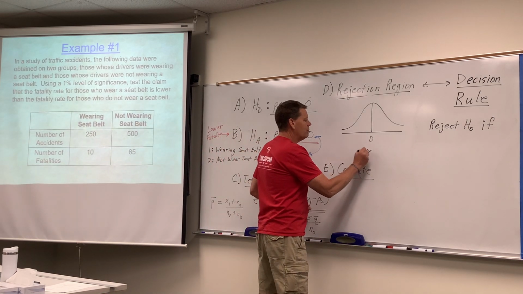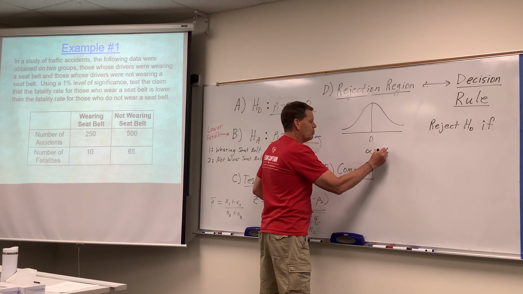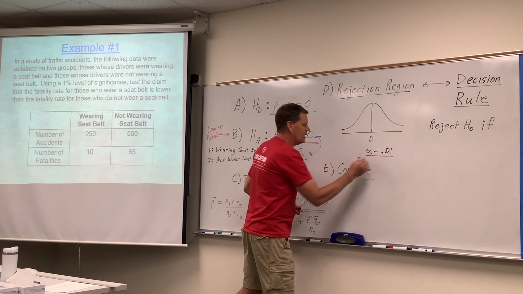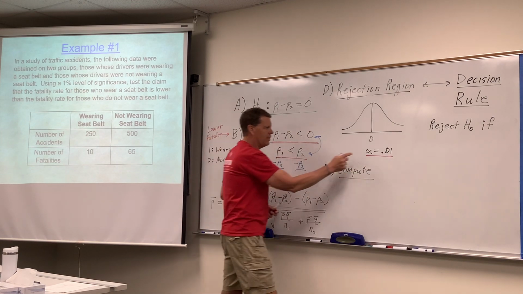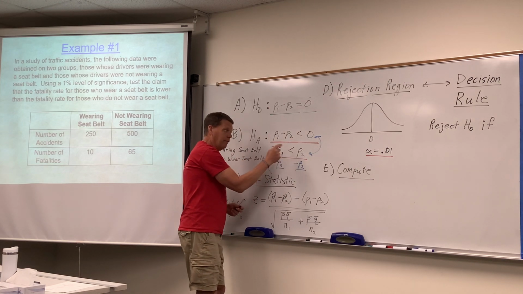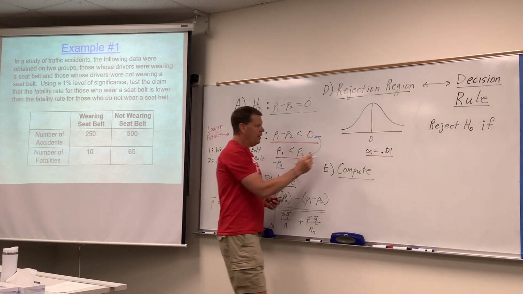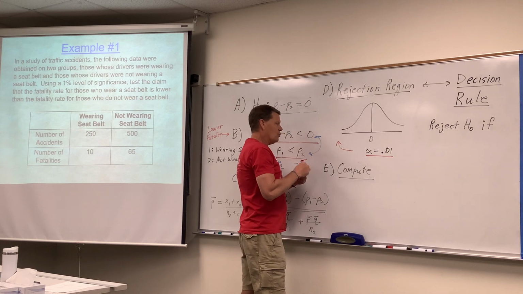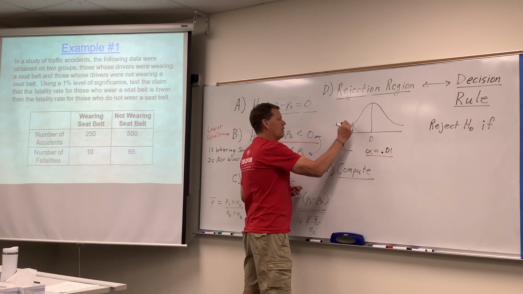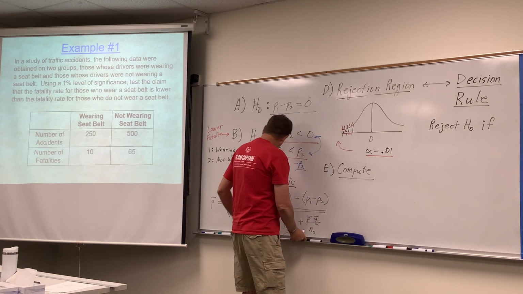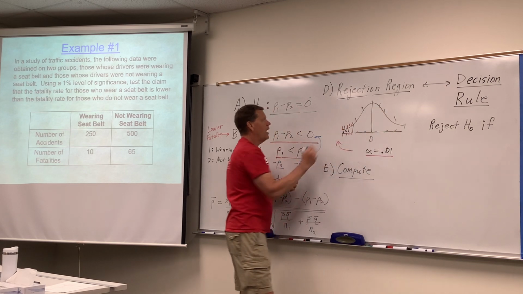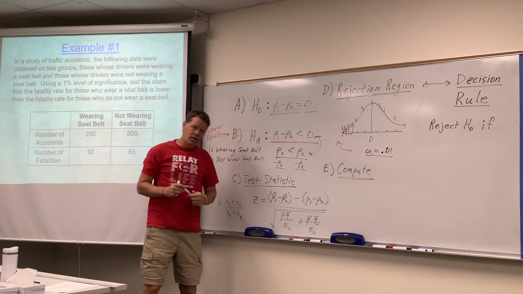So if alpha is going to be 1%, I'm hoping that this makes more and more sense each time you do these. We're going to give 1% of the bell curve to the alternative hypothesis, and since it involves less than, lower fatality rate being the key word, that'll go on the lower tail, won't it? So we're putting 1% in the lower tail, and we're going to give the entire rest of the bell curve to the hypothesis that it makes no difference whether you wear a seatbelt.